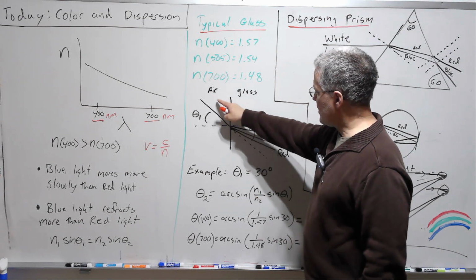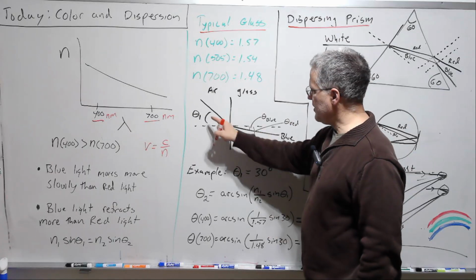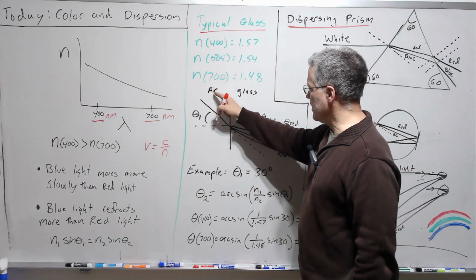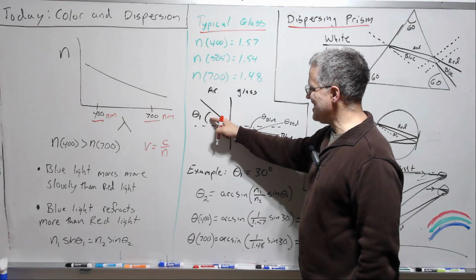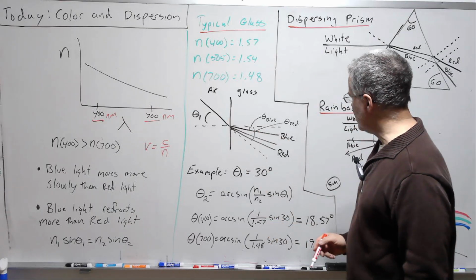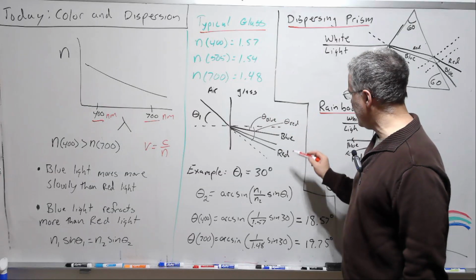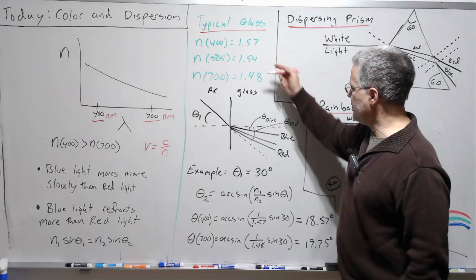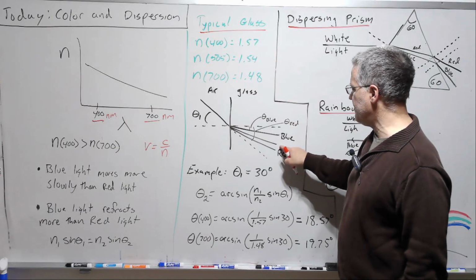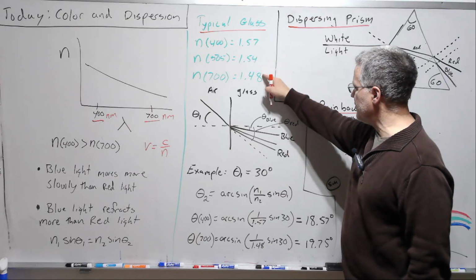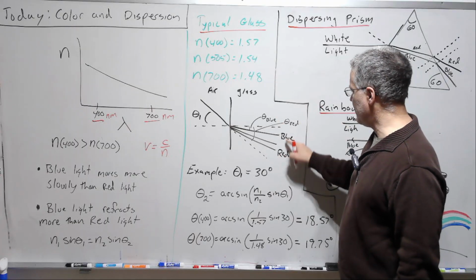So again, as we're coming through glass, let's say we're coming into the glass with an incident angle theta 1. Then the blue will have an angle theta blue, let's say. This color here, this would be green right here, that would have theta green, and then the other end of the rainbow would have theta red.